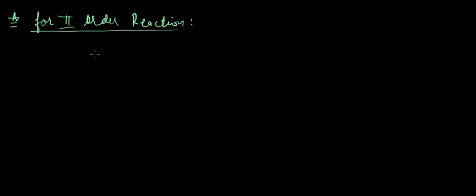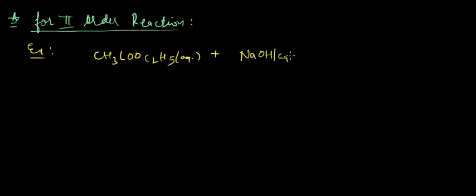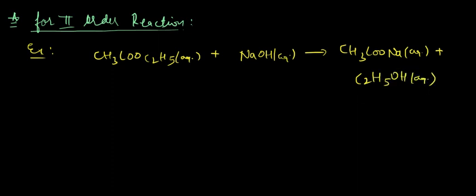So for second order reaction, we can have an example like CH3COOC2H5 aqueous reacting with NaOH aqueous forming CH3COONa aqueous plus C2H5OH aqueous. Okay, so this was an example of second order reaction. So let's now see an example for third order reaction.